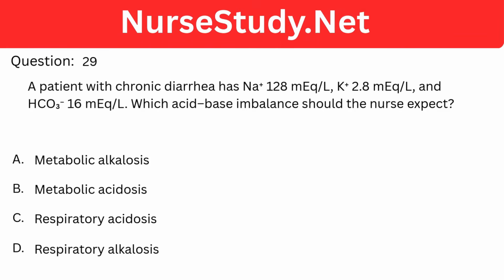Question 29. A patient with chronic diarrhea has sodium 128 milliequivalents per liter, potassium 2.8 milliequivalents per liter, and bicarb 16 milliequivalents per liter. Which acid-base imbalance should the nurse expect? A. Metabolic alkalosis. B. Metabolic acidosis. C. Respiratory acidosis. D. Respiratory alkalosis.